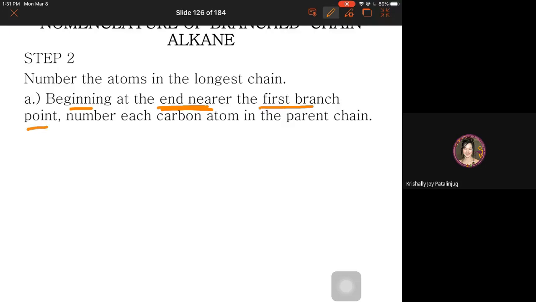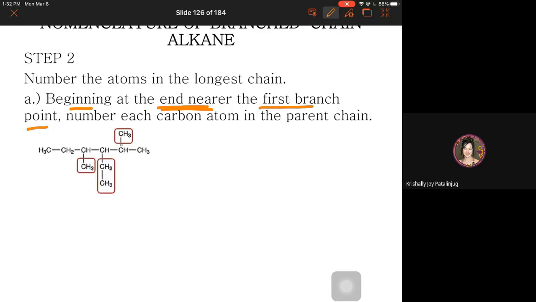Okay? So, doon ka una mag-assign ng number sa terminal carbon kung saan malapit doon yung first branch. Okay? Dalawa lang naman yung terminal, di ba? Sa isang parent chain, dalawa lang yung terminal end. The one on the left or right, the one on the top or bottom. Depende kung ano yung orientation sa structure. Okay? So, pili ka sa dalawang end. Kung saang end mas malapit ang first branch, siya yung magiging carbon 1. Then, continue. Carbon 2, 3, 4, and so forth. Okay, yan yung step number 2.